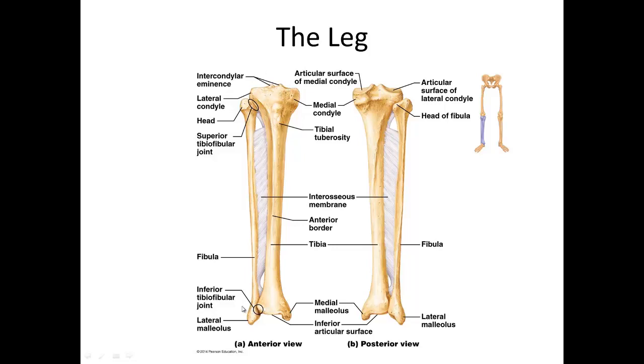Whereas distally, we actually share an articulation with the bones of the foot, specifically the talus that would sit in here. And so we have bony projections that hang down both medially and laterally from the tibia and fibula respectively. So the medial malleolus and lateral malleolus. So lateral malleolus is that bump you feel on your ankle.